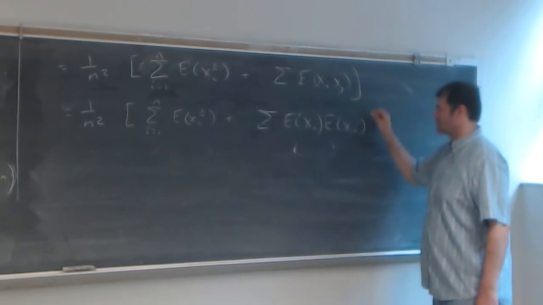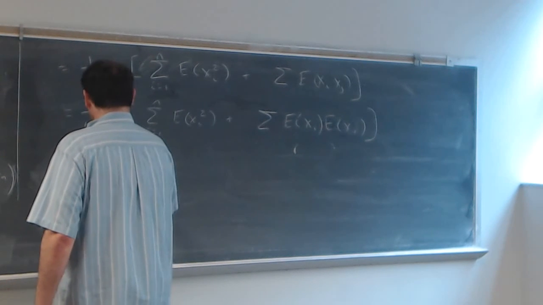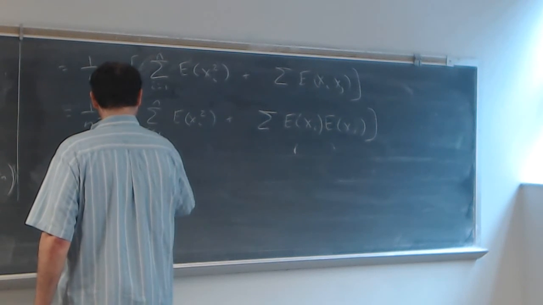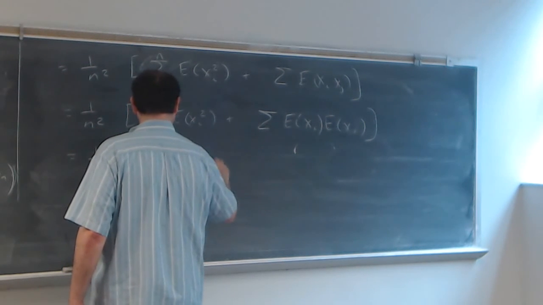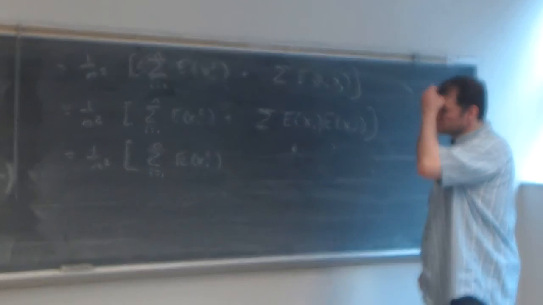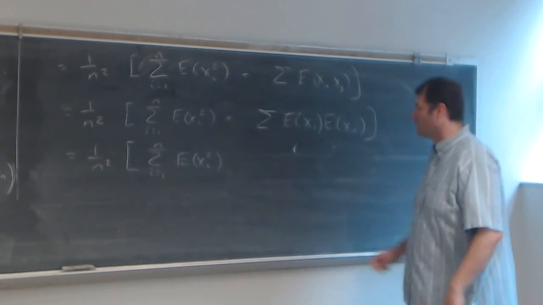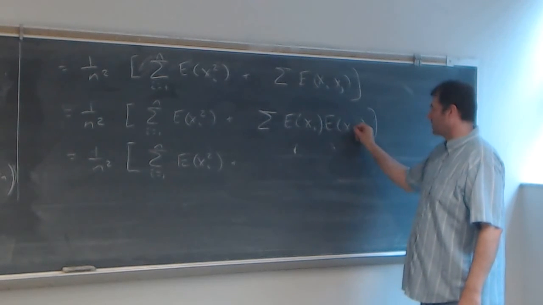So independence will give us that. Well, that's equal to 1 over n squared times the sum as i runs from 1 to n of the expected value of x sub i squared, plus, well, this is x sub j.